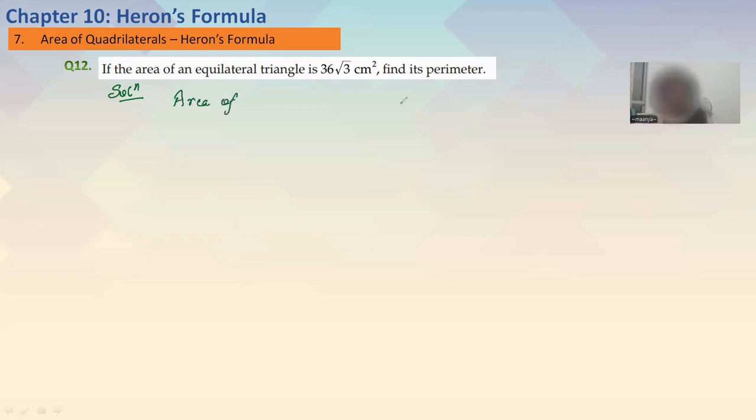Area of equilateral triangle equals root 3 by 4 into a square, which is equal to 36 root 3.